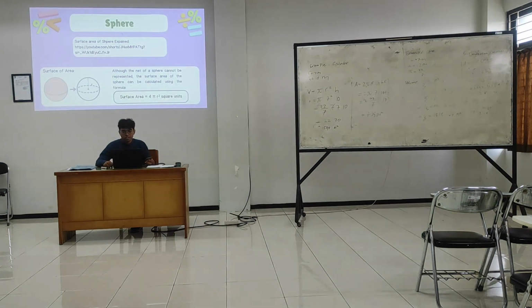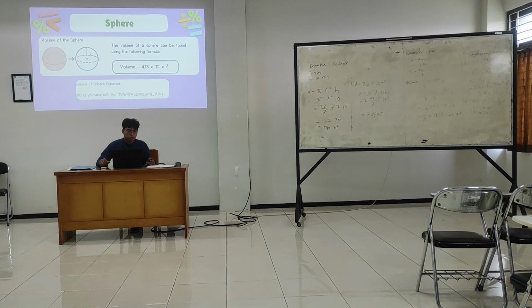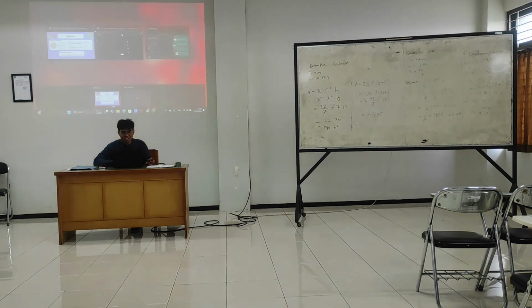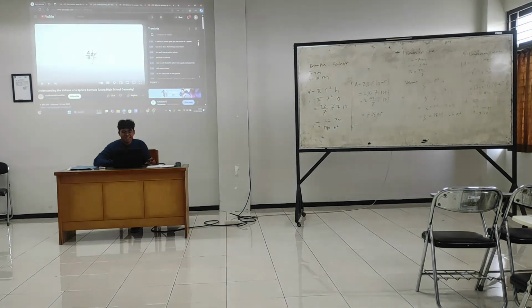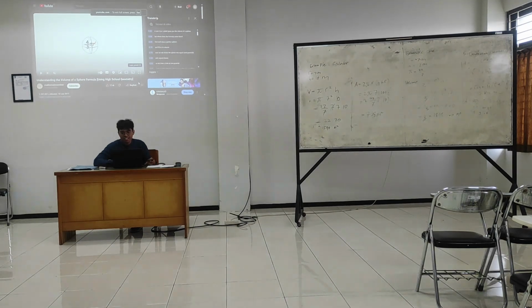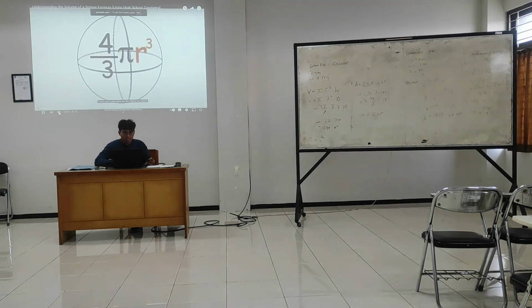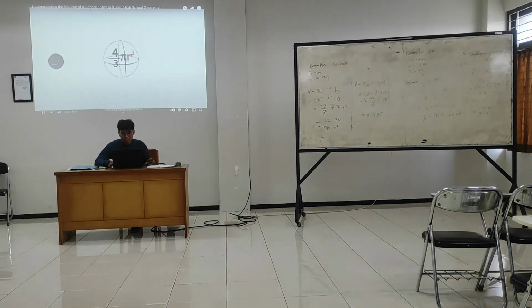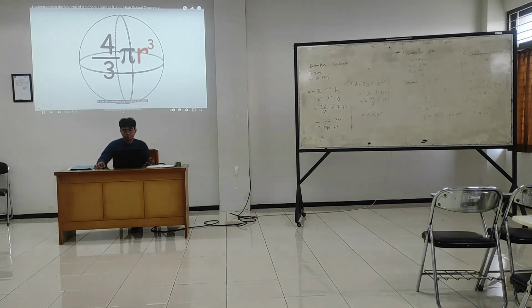Next, let's look at the volume of the sphere. The volume of a sphere can be found using the following formula: 4 divided by 3 times pi times r cubed. So here's the volume of sphere explanation.